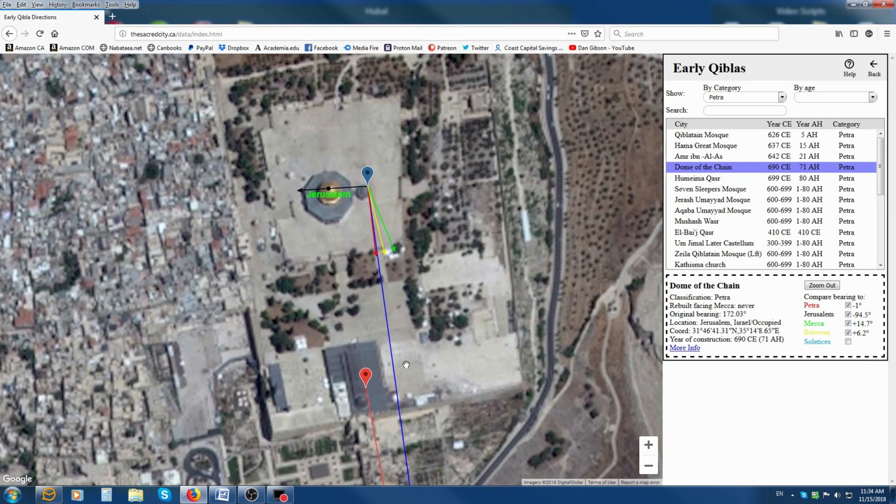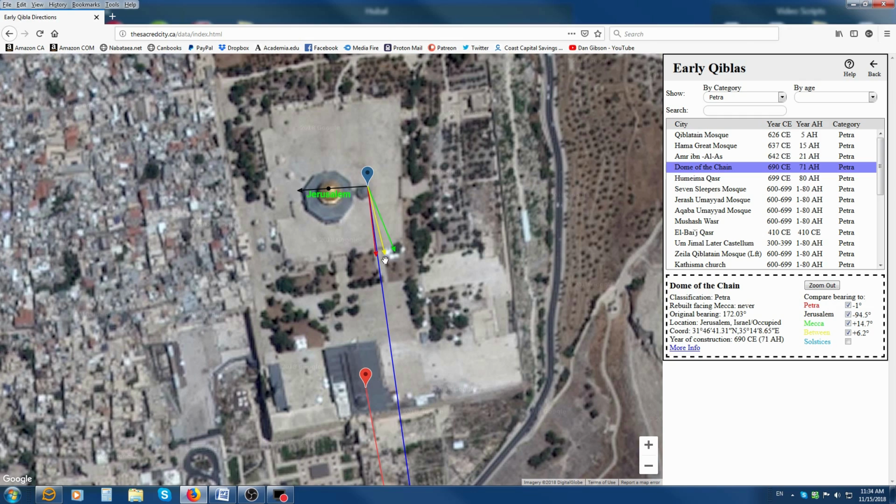Two mosques are visible. Down here in red is Al-Aqsa Mosque. That's just all the mosques are in red. The one we are looking at is in blue, so the color changes. And we can see on the screen the different directions. So the black one points to Al-Aqsa Mosque, which is immediately to the left. The green one points to Mecca, so this mosque does not point to Mecca.